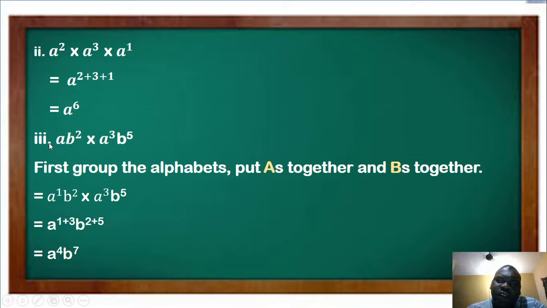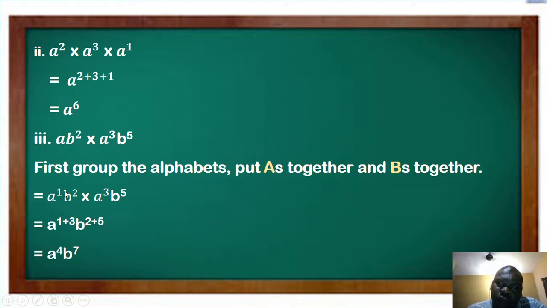We have a unique question here which says a b squared times a cube b raised to power 5. Firstly, you group the alphabets. Put a's together and b's together. This a that we have here is raised to the power of 1. It's just that the 1 is hidden, so now we have to bring it out.